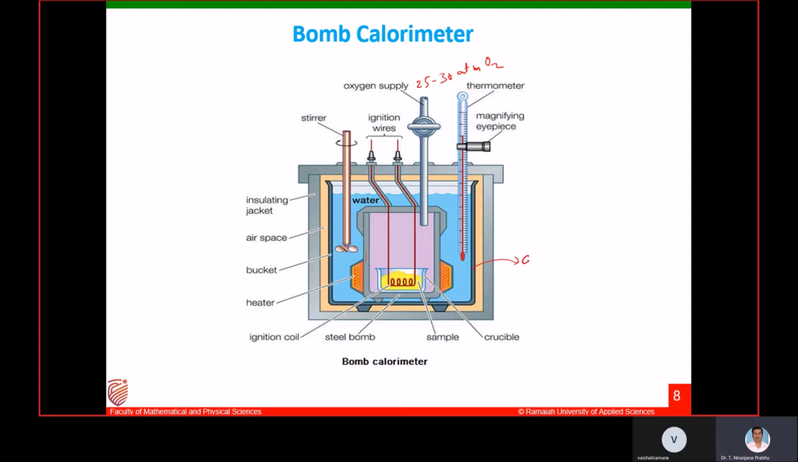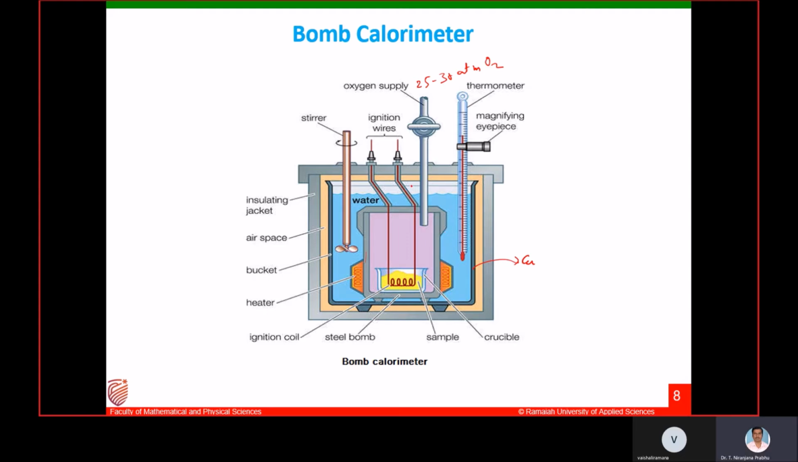Usually this is made of copper, a copper calorimeter, because the thermal conductivity of copper is very high. So we use a copper calorimeter, and the water is measured. The initial temperature is measured using a precision thermometer, called Beckman's thermometer, which can measure up to 0.01 degree centigrade. A stirrer is given so that heat is uniformly distributed. When you mix the water, heat gets uniformly distributed across the calorimeter.